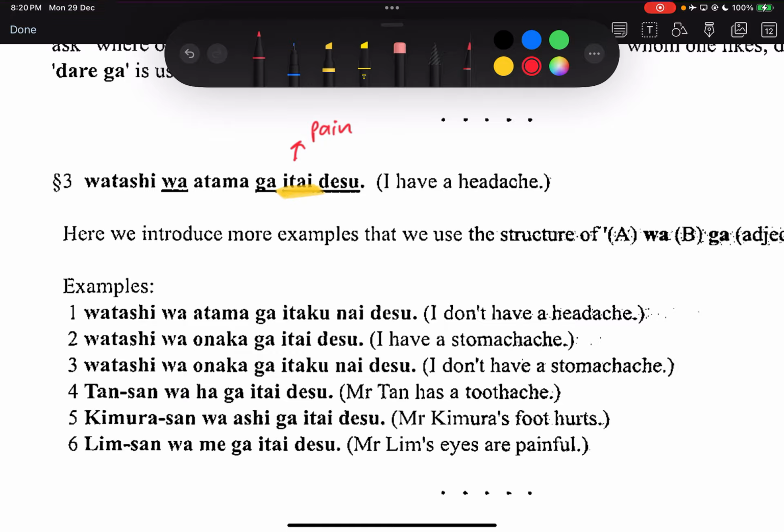Okay, next one. Tan-san wa, number 4. Tan-san wa ha ga itai desu. So tooth is pain, literally toothache. They don't have a special word for toothache or headache, so we just have to say tooth is pain. Next, ashi ga itai desu. Leg is pain. Last one. Me ga itai desu. Eye is pain. Okay.